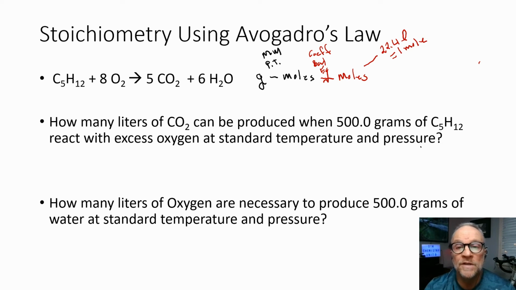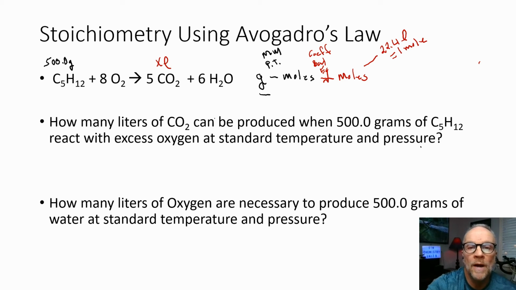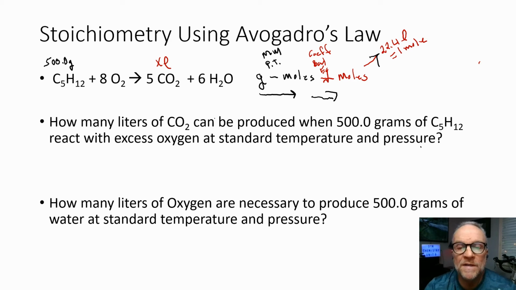And that is under standard temperature and pressure conditions. Alright, so in this particular problem we're given 500 grams of pentane and we're asked to solve for liters of CO2. Alright, so we're going to go from grams to moles, then from moles to moles, and then finally moles up here to liters. So we'll have 3 steps, just like our grams to grams type of problem, but the last step will be a little bit different here.